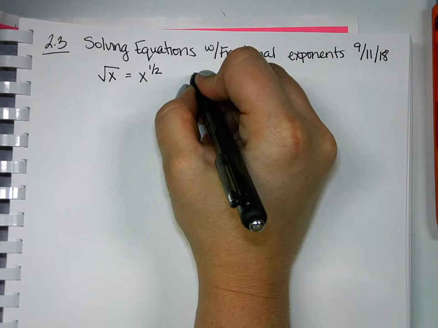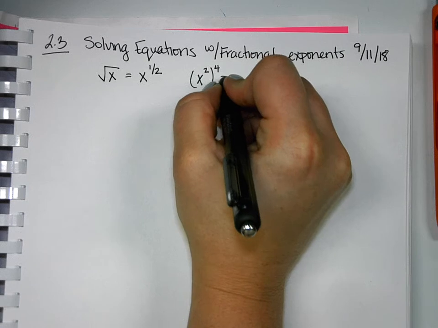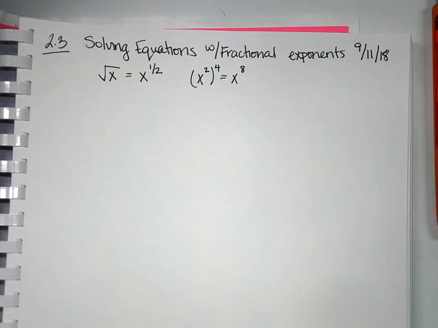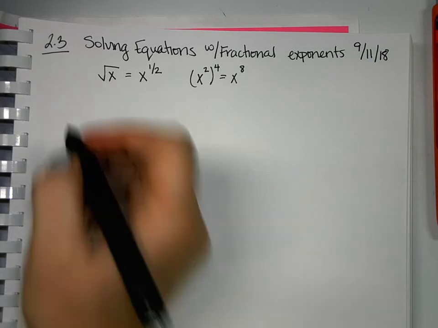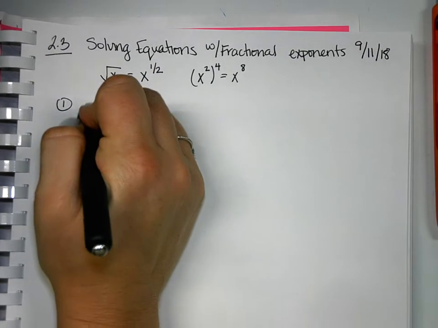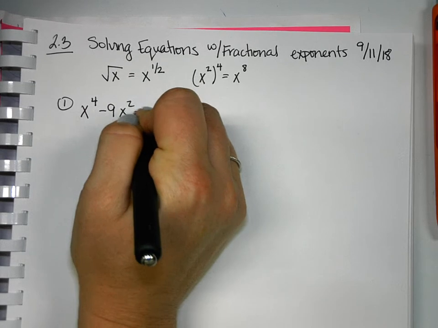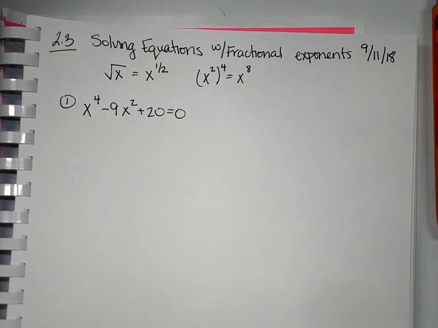Also, when we have a power to a power, we end up multiplying the two together to get our new power. These are two ideas that are going to help us in our factoring and problems that we're going to do today. So let's start with our first example. This one's not going to have a fractional exponent, but I'm going to show you something with it that could help you with fractional exponents.